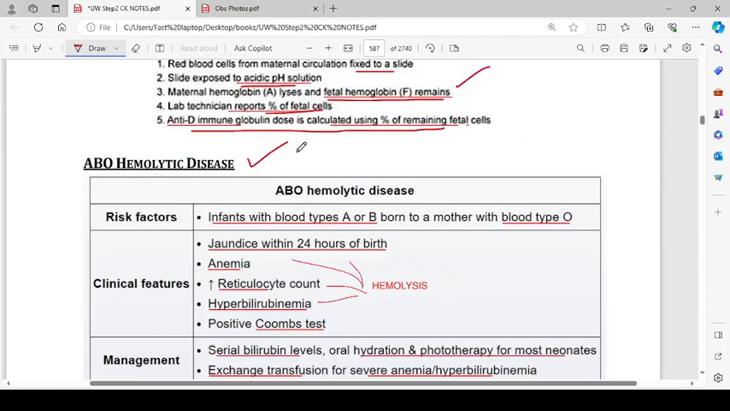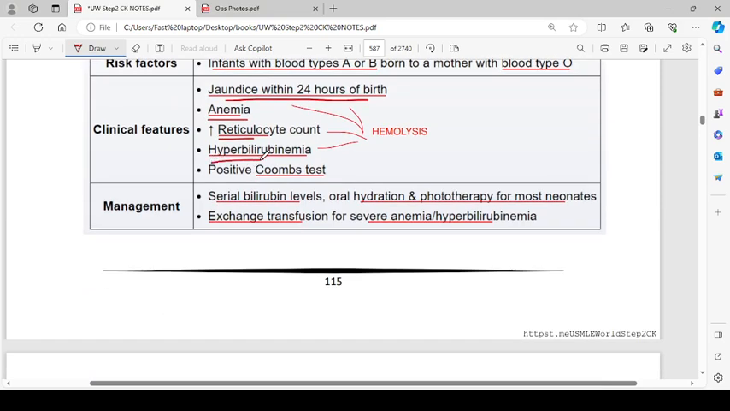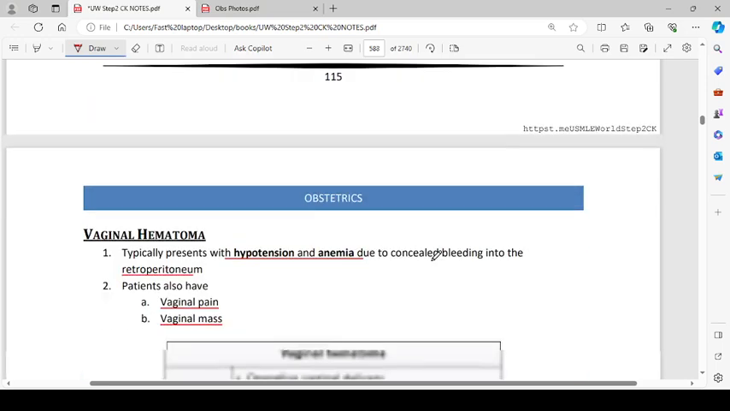Then we have ABO hemolytic disease. Risk factors: infants with blood type A or B born to a mother with blood type O. The clinical features are jaundice within 24 hours of birth, anemia, increased reticulocyte count, hyperbilirubinemia, and positive Coombs test. So jaundice within 24 hours of birth, anemia, reticulocyte count, and hyperbilirubinemia, all of them are indicators of hemolysis. Then we have positive Coombs test. Management: serial bilirubin level, oral hydration and phototherapy for most neonates, exchange transfusion for severe anemia and hyperbilirubinemia.